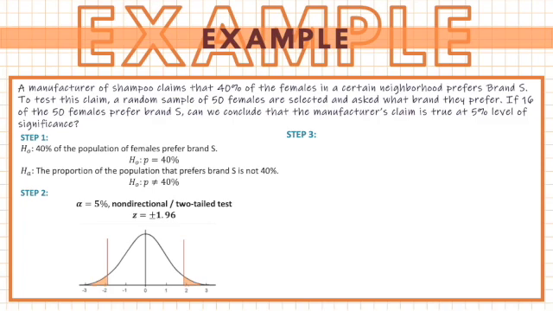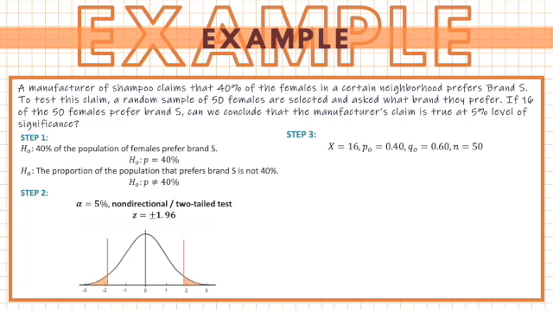In step 3, we're going to compute for the test statistic using the formula that I have presented earlier. To be able to use the formula, of course, we have to identify the values to be substituted into the formula, starting with the variable x. Again, variable x represents the number of elements in the sample that fall under a certain criteria. Since in our problem it says that 16 out of the 50 females prefer brand S, x would be equal to 16. Next, we have p sub o.